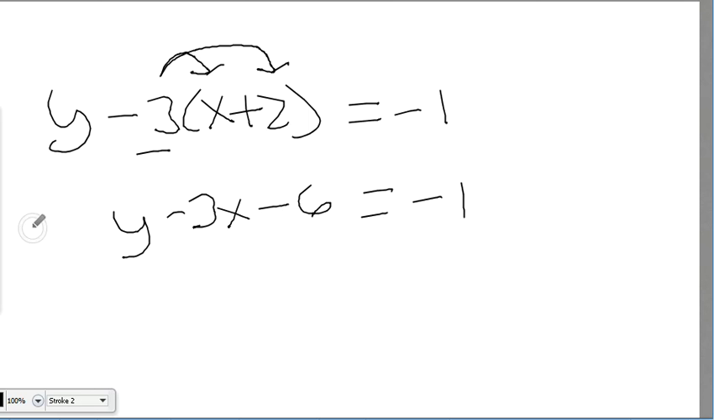Okay, and then you guys can solve from there. Okay, you're isolating the y. So in order to get the y by itself, you are going to have to get rid of the negative 3x on the left side and also the subtract 6.